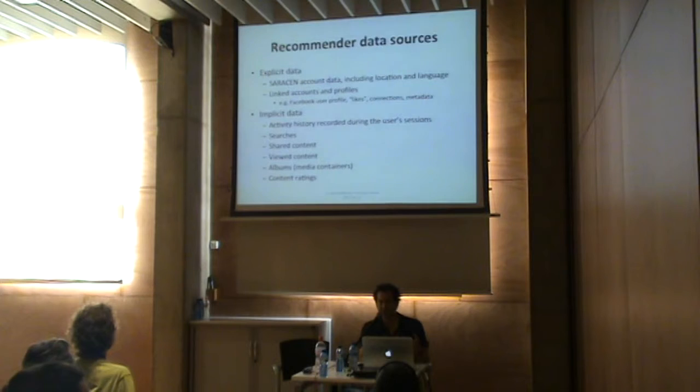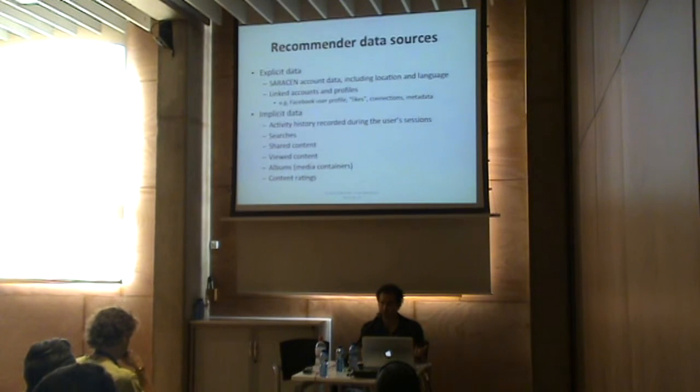And then we have the implicit data that we're also tracking, which is browsing history. We have the searches that we're recording. We have when a user shares content with other users. We're recording that. When the user views new content, we're keeping a record of that in the input tables for Recommender API. If a user creates an album, which is a content collection, we make a record of that, and when they're rating or tagging content, that's relevant.